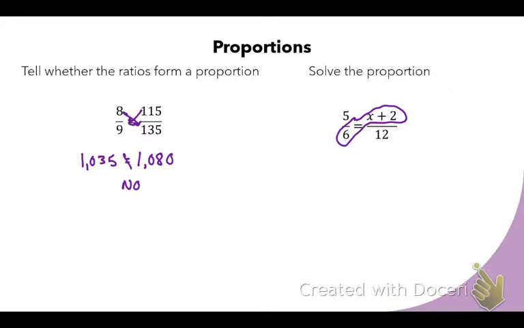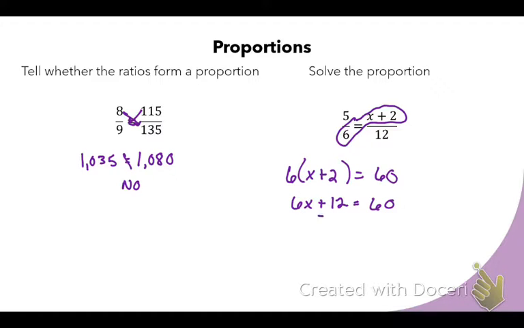So this one is a little tricky because when you do your cross products, you have the x plus 2. Did you guys remember to do that as distributive property? If you make a mistake, that's where it's going to be. One of your options will be what your answer would have been if you messed up the distributive property. The other options on the multiple choice will be your common mistakes, so don't mess up on that part. Now we have 5 times 12 is 60. So 6x plus 12 equals 60. What do I do next, guys?